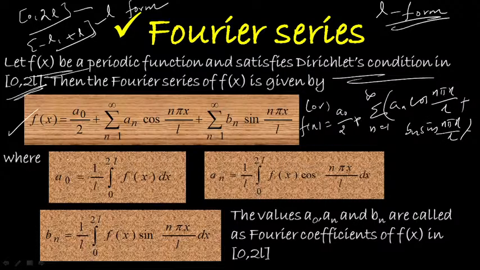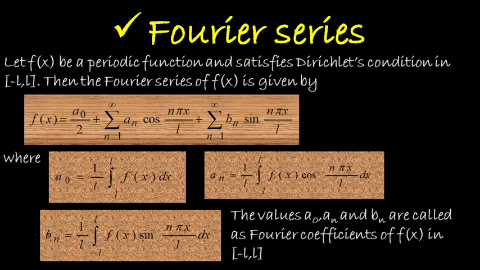So here a naught, an and bn are Fourier coefficients. So these can be calculated by making use of the Euler's formula, that is a naught is equal to 1 by L integral 0 to 2L f of x dx, and an is equal to 1 by L integral 0 to 2L f of x cos n pi x divided by L dx, and bn is equal to 1 by L integral 0 to 2L f of x sin n pi x by L dx.